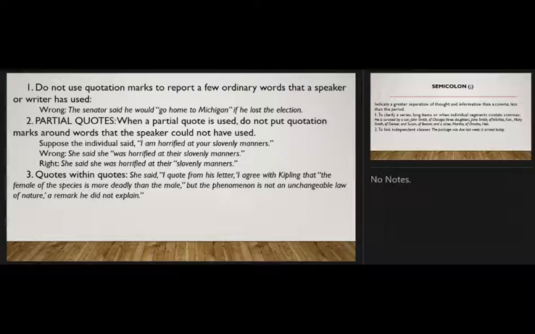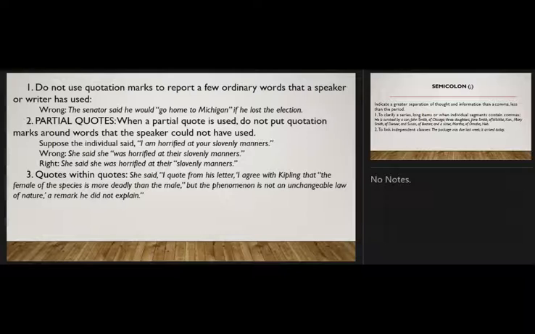Second, when it's used in partial quotes. When a partial quote is used, do not put quotation marks around the words that the speaker couldn't have used. Suppose the individual said, I'm horrified at your slovenly manners. This example is wrong. Like, she said she was horrified at their slovenly manners. But the following example is right. Like, she said she was horrified at their slovenly manners.